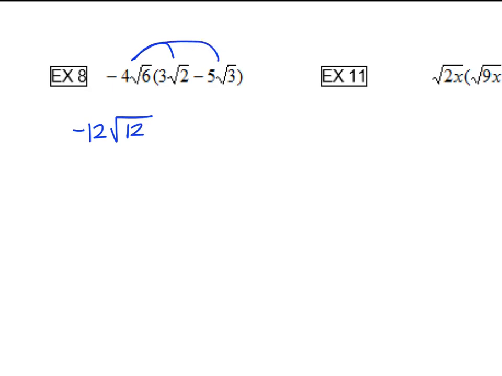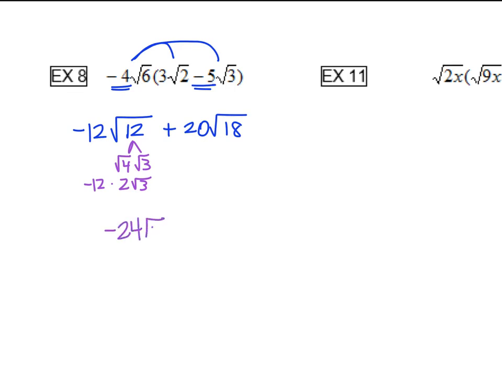Now when we multiply to this one, we see we have a negative 4 times a negative 5. That's going to give us a positive 20. And then when we multiply the radicals, 6 times 3 is 18. So similar to the last example, these are not like terms, but let's see if we can do any reducing and figure out if they end up being like terms. So this breaks down into a 4 and a 3. Square root of 4 is 2 times the square root of 3, and you bring down that negative 12 out front. So we have negative 24 times the square root of 3.